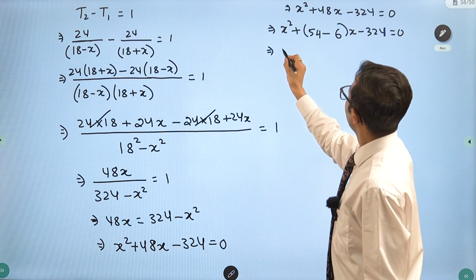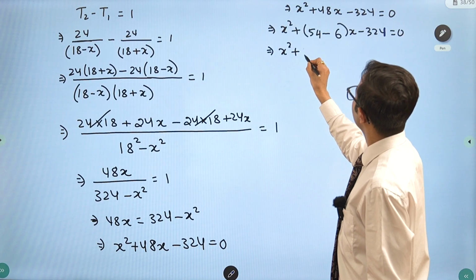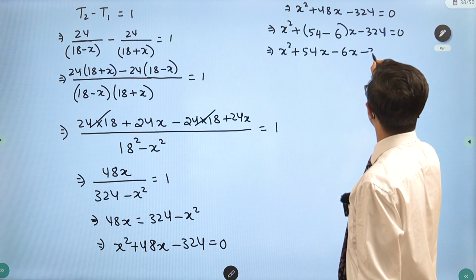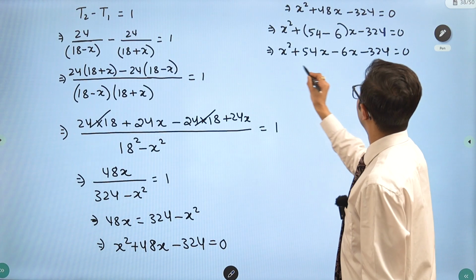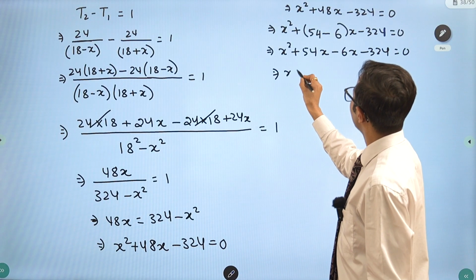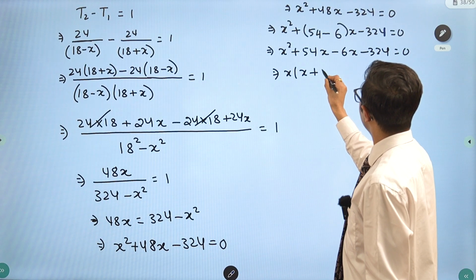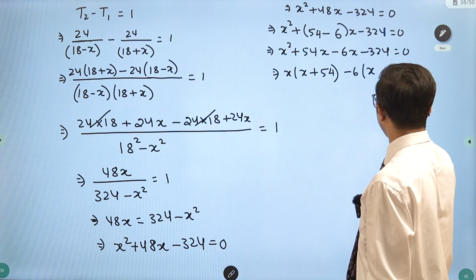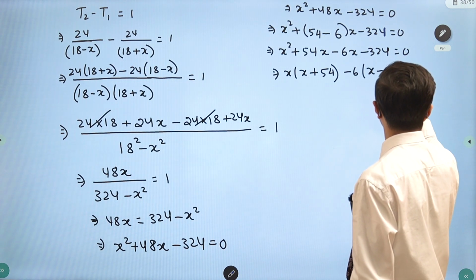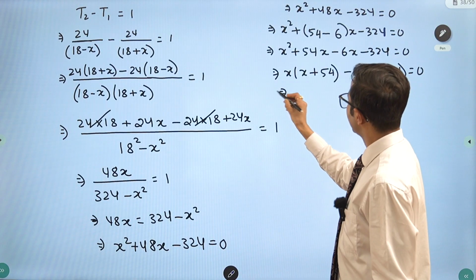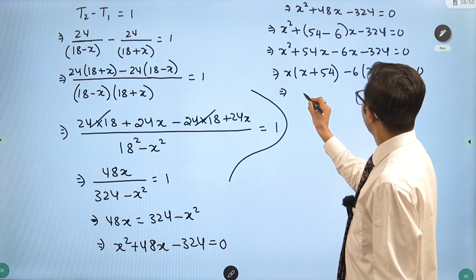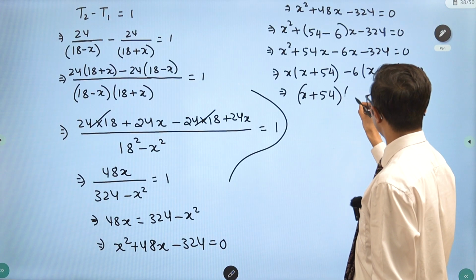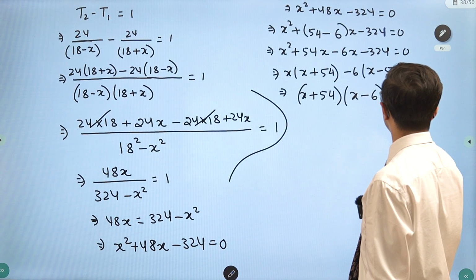After that we will be solving like this: x square plus this one, I think you can do easily, minus 6x minus 324 is equal to 0. If you take x as common, you will get x plus 54, and from here if you take minus 6 as common, you will get again x minus 54 for sure. So from these two you can see that x plus 54 is one factor, and another factor is x minus 6, which is equal to 0.